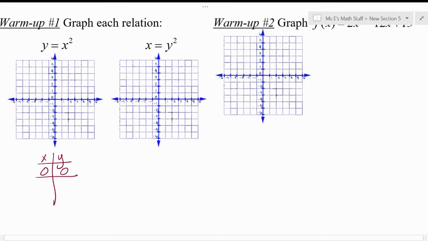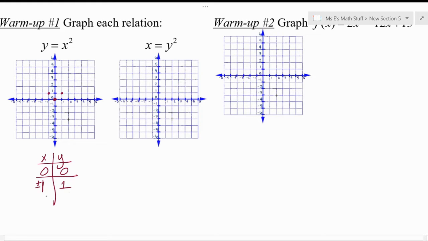If x is 0, y is 0. So that gives you the vertex at the origin. Since we're squaring, it doesn't matter if you square positive or negative 1. You're going to get positive 1 out. So from the vertex, the pattern is basically out 1, up 1.